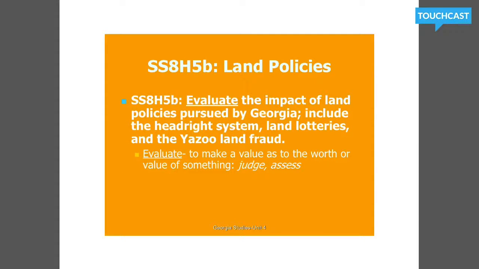Standard 8H5B tells us that you need to be able to evaluate the impact of land policies pursued by Georgia, and you need to be able to include the headright system, the land lotteries, and the Yazoo land fraud. Okay, let's get started.